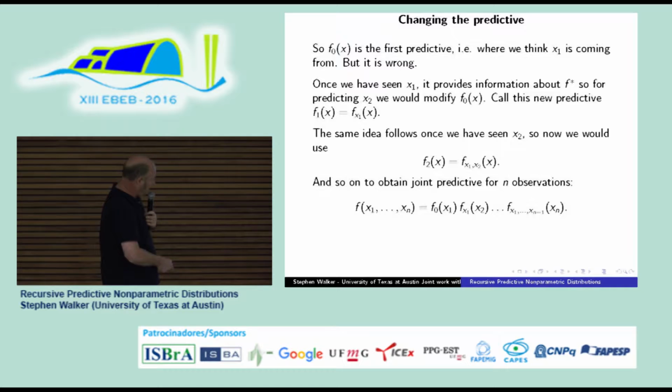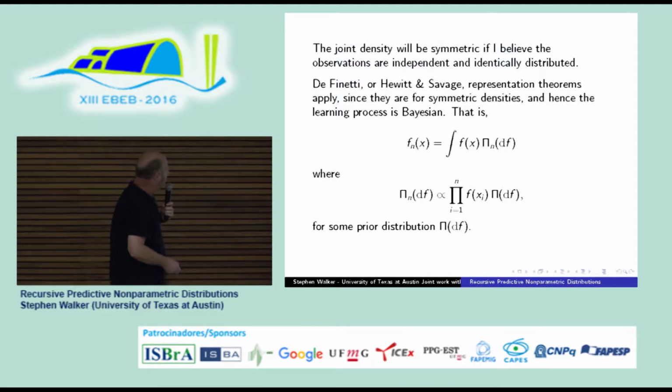So however complicated this might look, what I'm going to try and do is make sure that this is symmetric in the arguments x1 to xn, for the reason that I believe that these are IID and therefore this should be symmetric. Okay, so that's what I've just said.